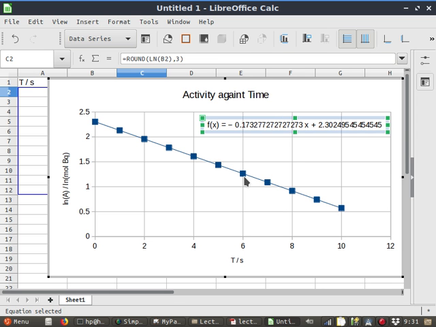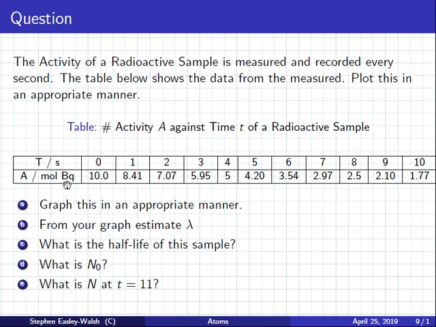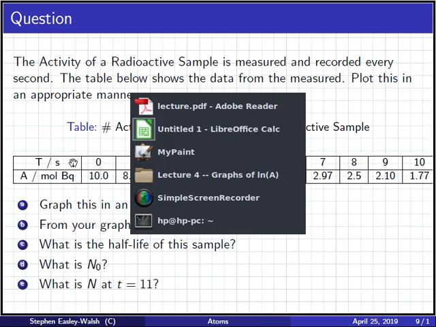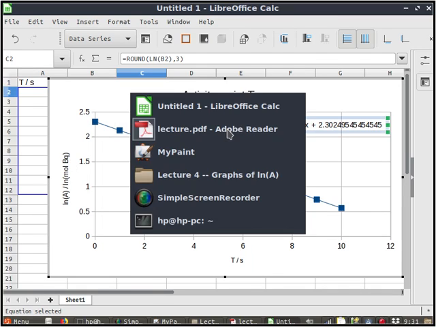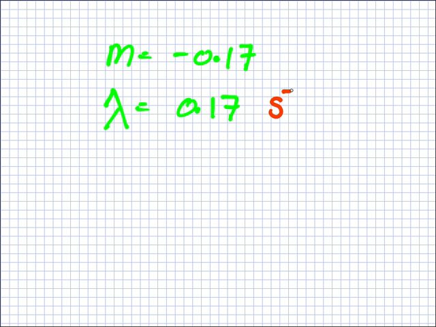But there's a small problem. The small problem is this. The units are not BQ. They're mole BQ. So the question is, do we have to do anything to this answer? For example, you said, Ben, that m equals minus 0.16. So let's just say 0.17. So that means that lambda equals 0.17. But my question is, is the unit still per second? What do we think? Is it still per second or not?